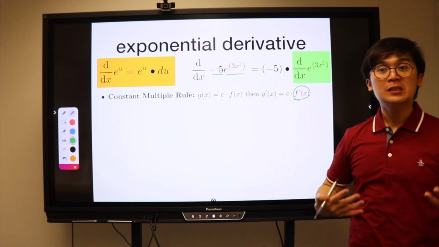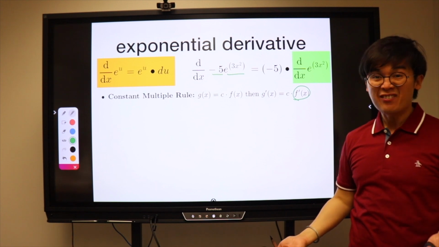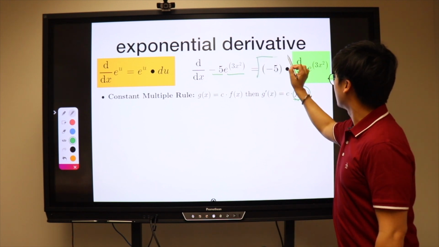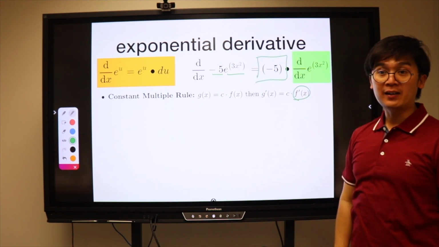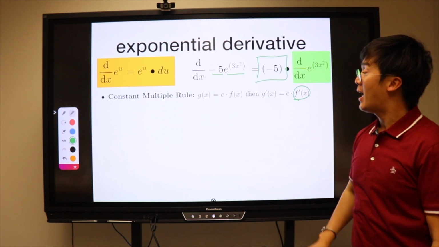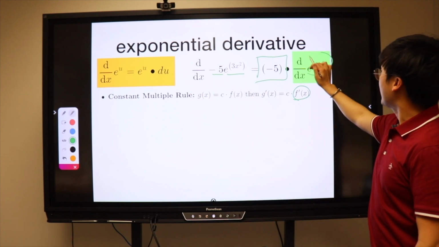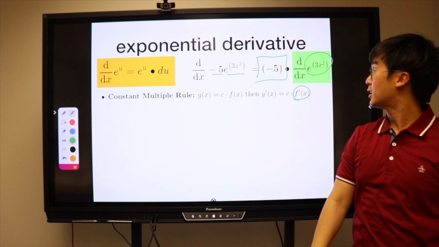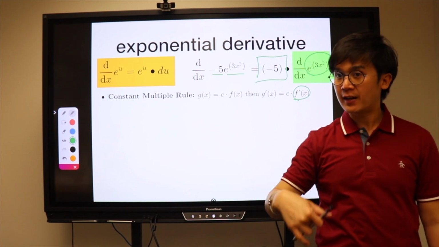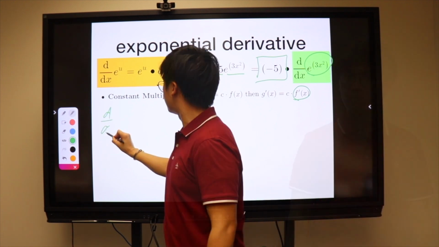So now it's becoming more manageable to differentiate because you will just set this aside and leave it for a while and focus your attention on finding the derivative of e to the 3x squared. Can you now find the derivative of that function?